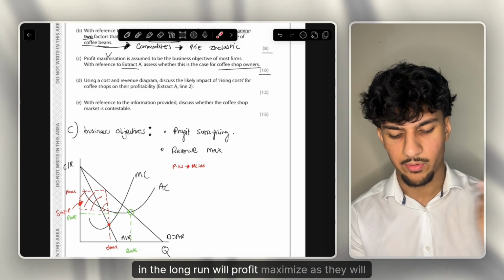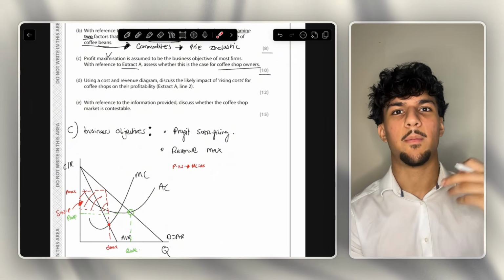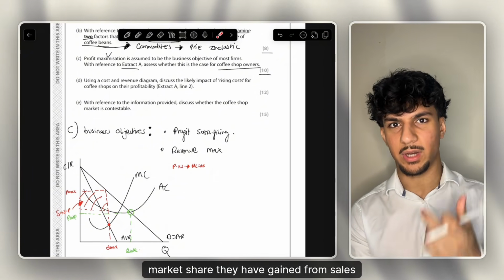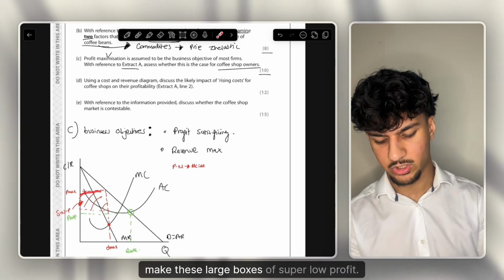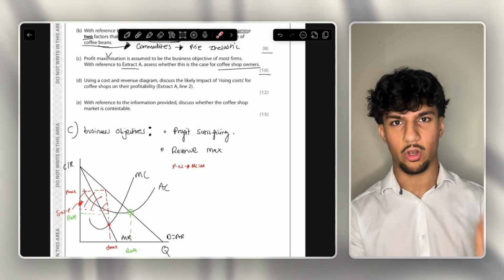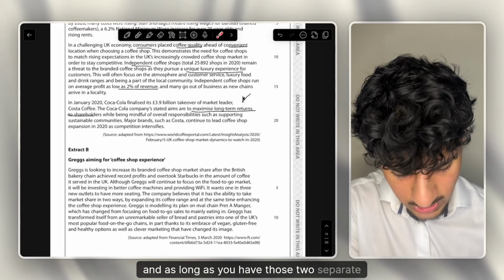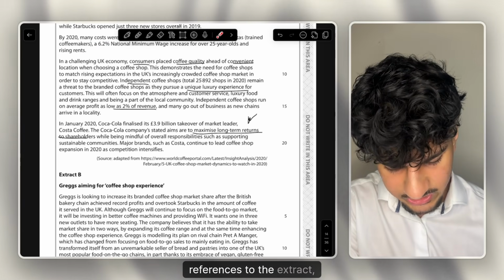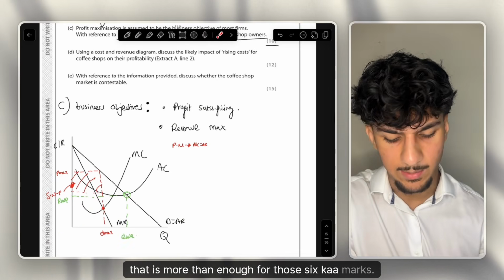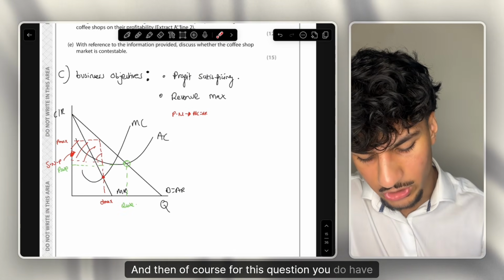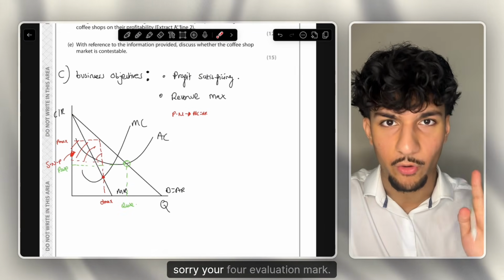And then your second paragraph, you can say, I agree that firms in the long run will profit maximize, as they will use that increased market share they have gained from sales maximizing in the short run to then exploit consumers, make these large boxes of supernormal profit in the long run. And as long as you have those 2 separate references to the extract, picking up your 2 application marks, that is more than enough for those 6 KAA marks. And then, of course, for this question, you do have your 4 evaluation marks.